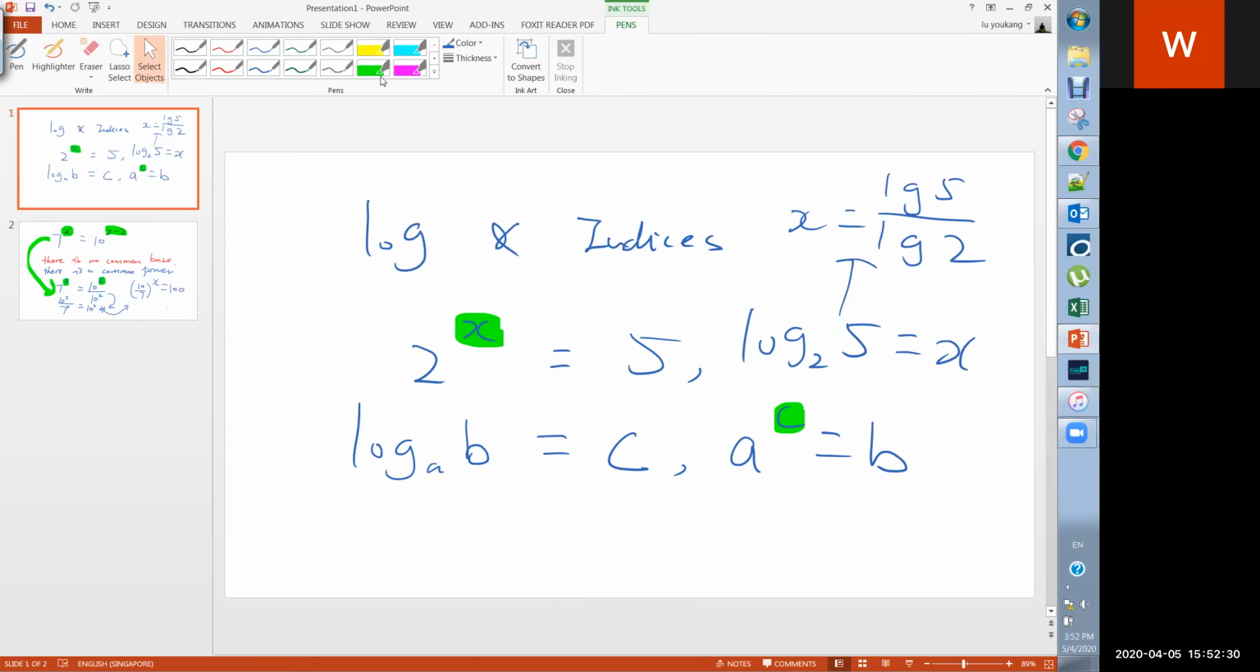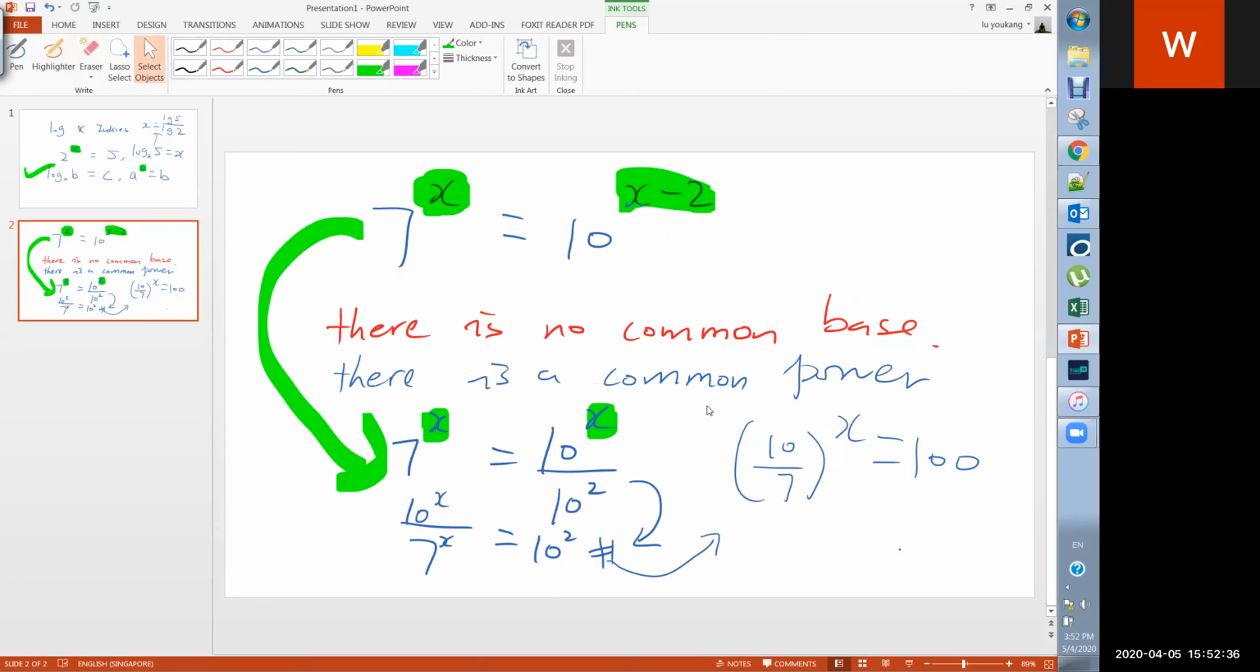Then from here, you just use the formula for this. x is the power. So therefore, what you get is log with 10 over 7 as the base, and then 100 should be here. So in this case, x is equal to log 100 over, so I just get it into another slide.